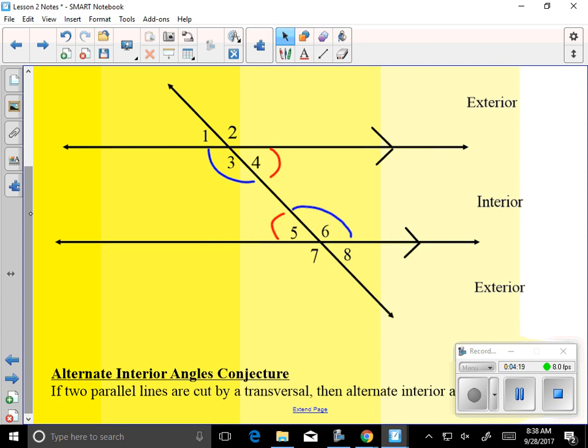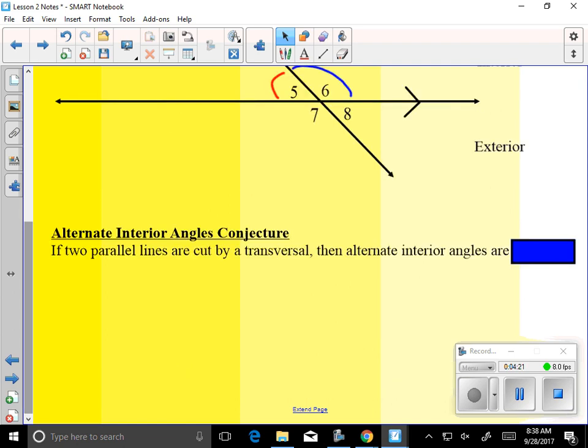So again, we're going to use the same word we did on the last one. If 2 parallel lines are cut by a transversal, the alternate interior angles are also congruent. I'm just teaching you vocab today, guys. Just vocab.